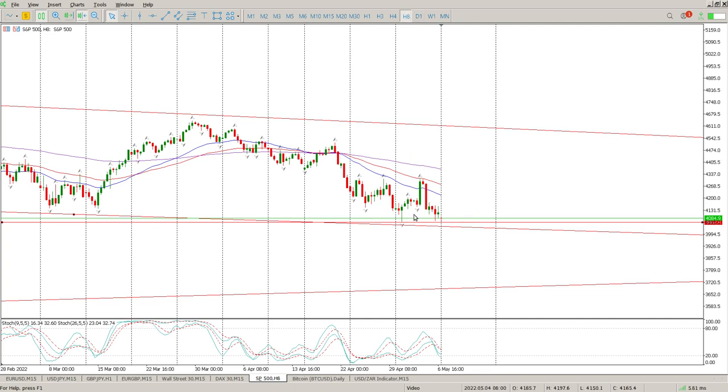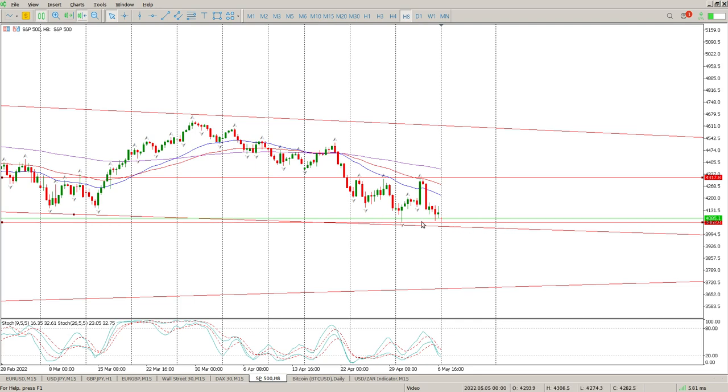On the 8 hour, strong moves to the upside and rejection, and obviously that is the next significant level we need to pay attention to, and that is 4,300. So break above 4,300, then we're probably looking at this trend line at 4,550 and then higher. But until that happens, we are sideways right now.